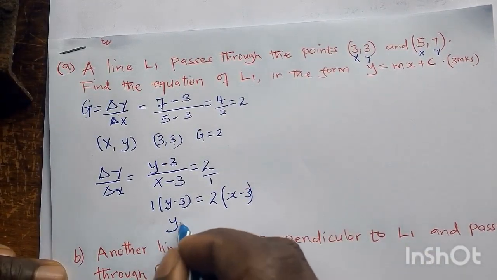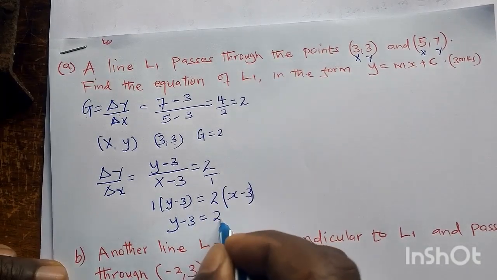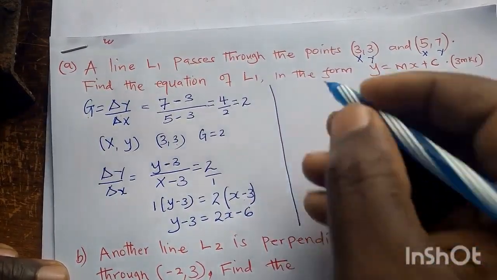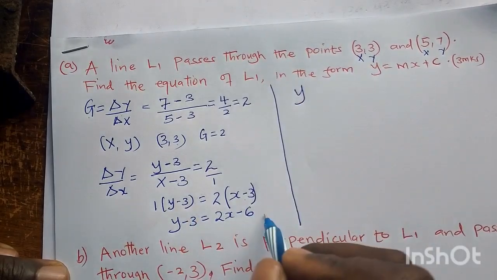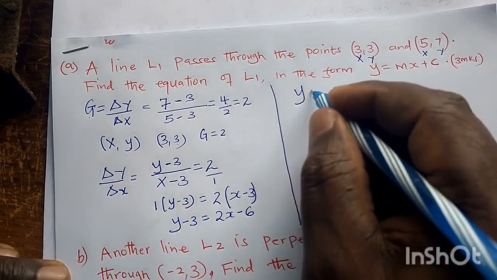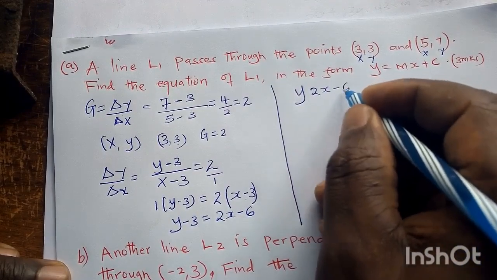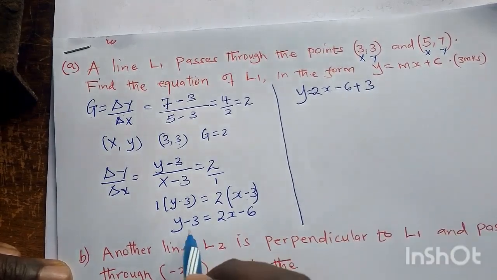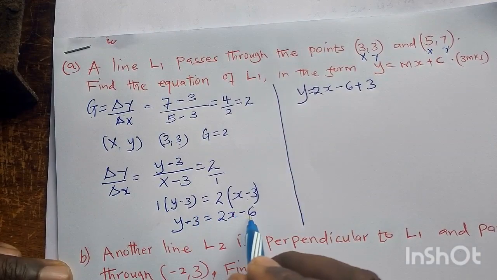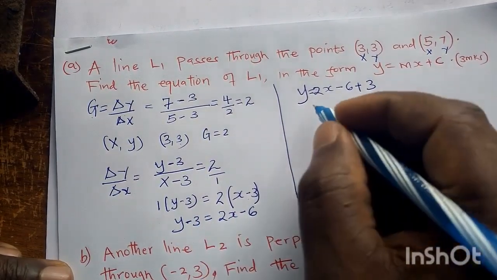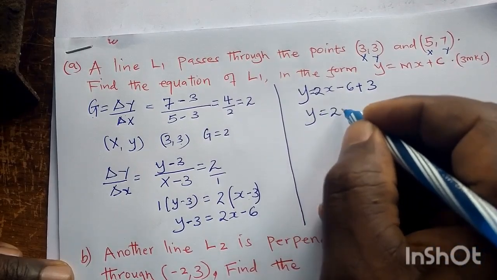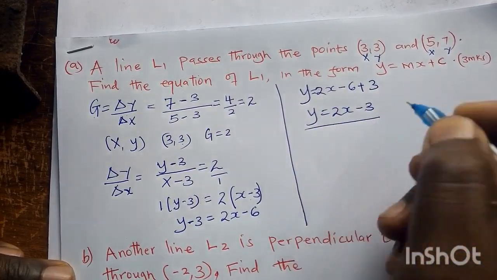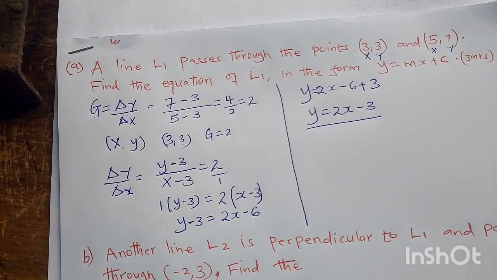So this is y minus 3 is equal to 2x minus 6. You open the bracket. So y, take this to the other side. You have y is equal to 2x minus 6 plus 3, because this one is negative here, once it crosses the equal sign, it becomes positive. Therefore, y is equal to 2x, negative 6 plus 3, the answer is negative 3. And that is the equation of line L1.